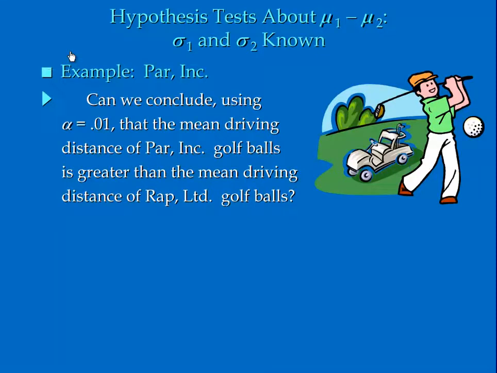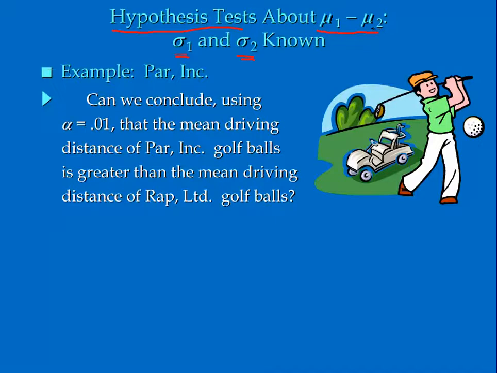Alright, this is the second presentation about two-sample inference. What we're going to do in this second presentation is a hypothesis test. In this case, sigma 1 and sigma 2 are known. So we're going to do a hypothesis test about the difference of two population means. So that's it there, mu1 minus mu2.